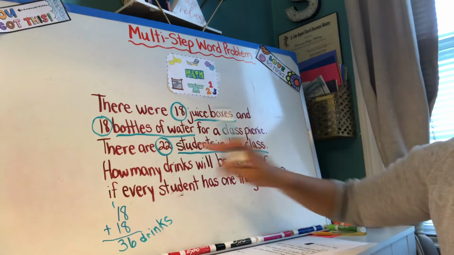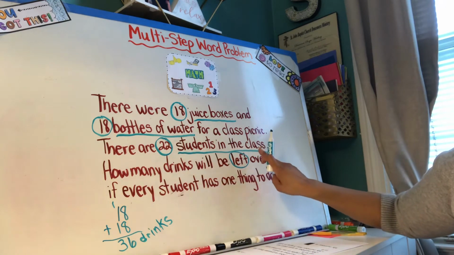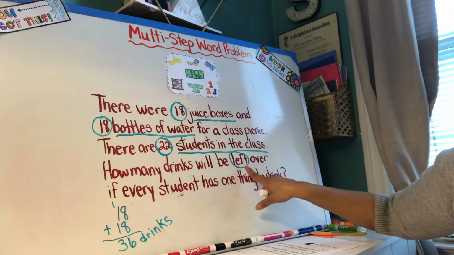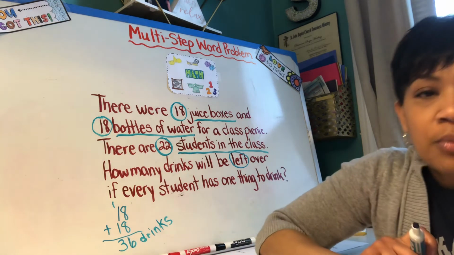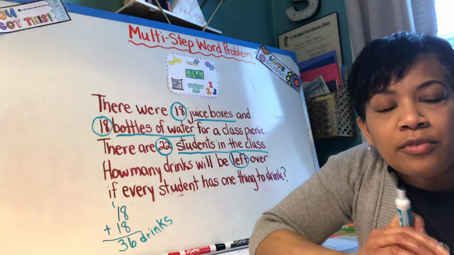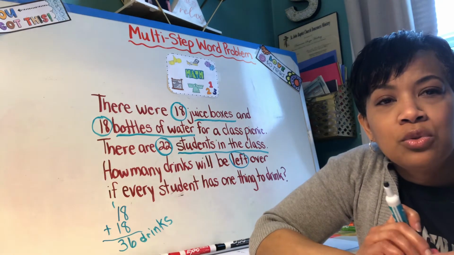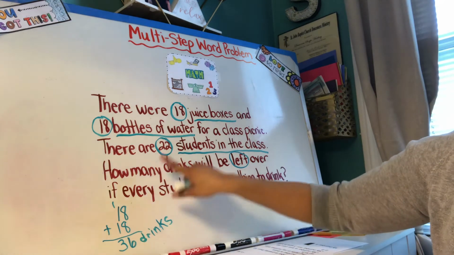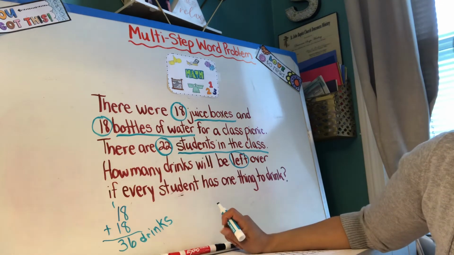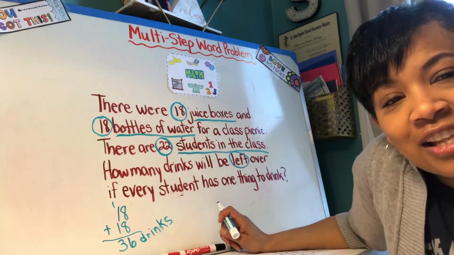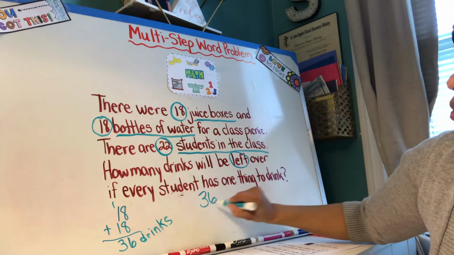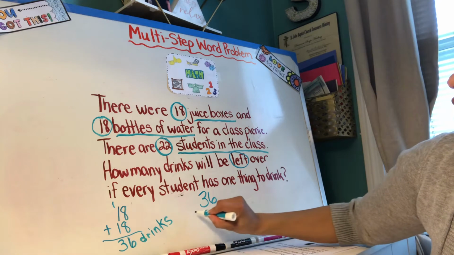Then it goes on to say there's 22 students in the class, and they want to know how many drinks will be left over. And we already talked about that. The word left is a key vocabulary word in math, and it means to subtract. Okay, so 36 drinks, 22 kids. What number goes on top? 36. The largest number always goes on top when we're subtracting. So we're going to take 36, and we're going to subtract it from 22.